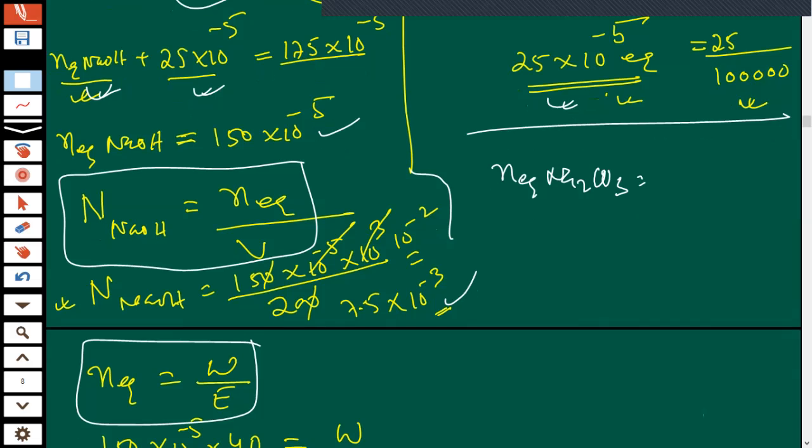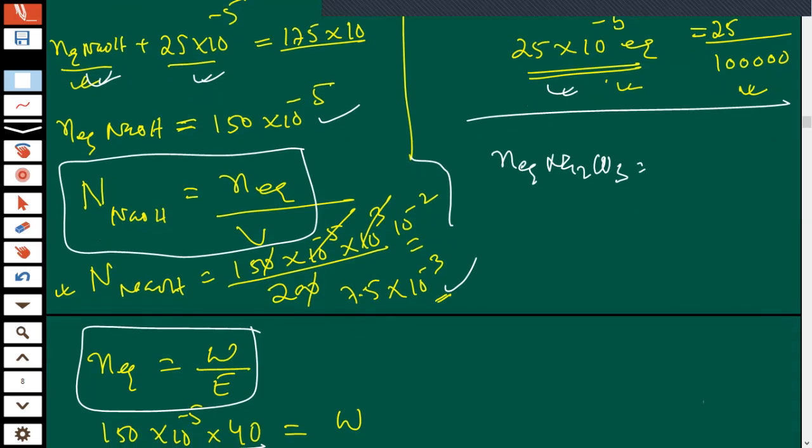So can we multiply by 2? Then it is 50 into 10 to the power minus 5, that is the number of equivalents.